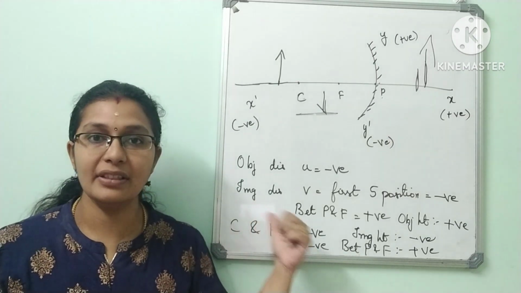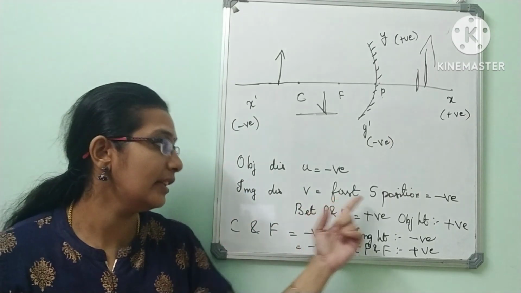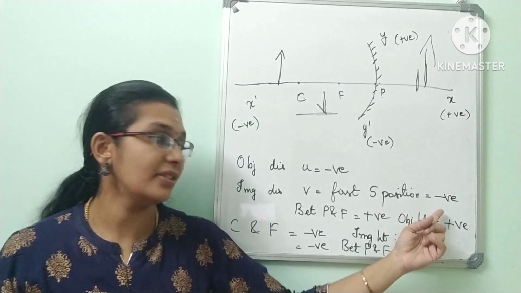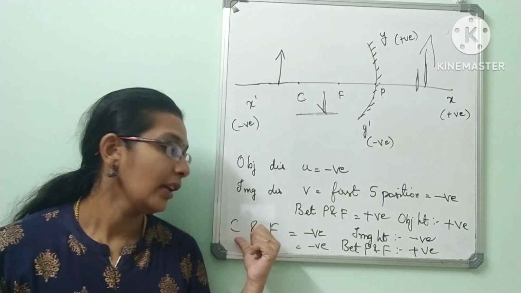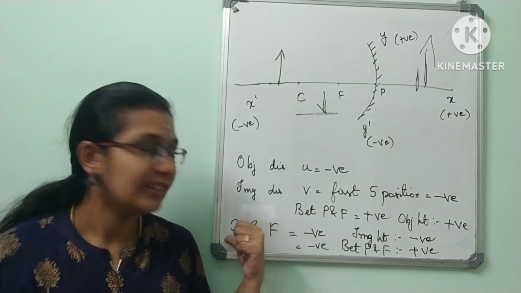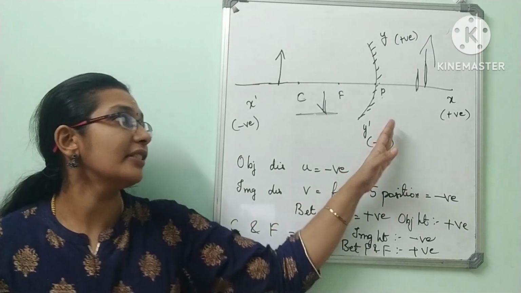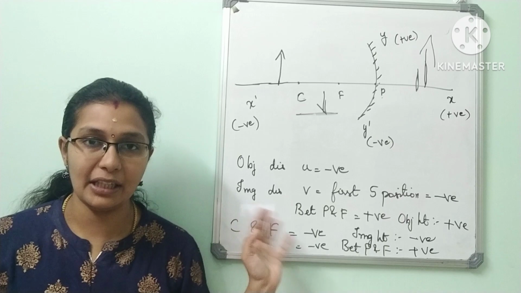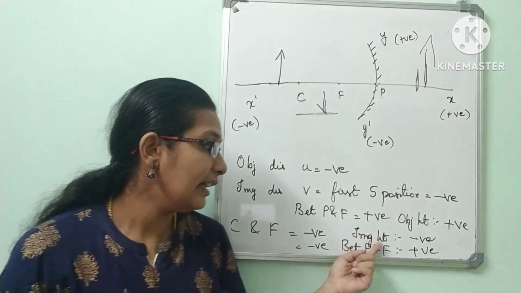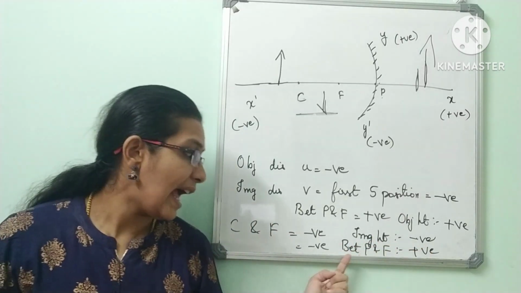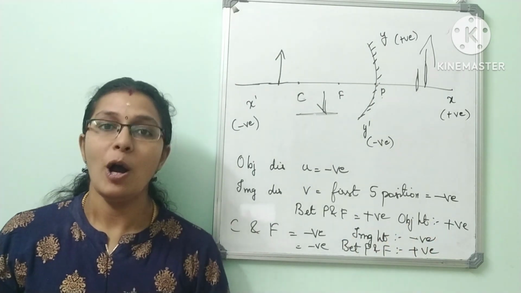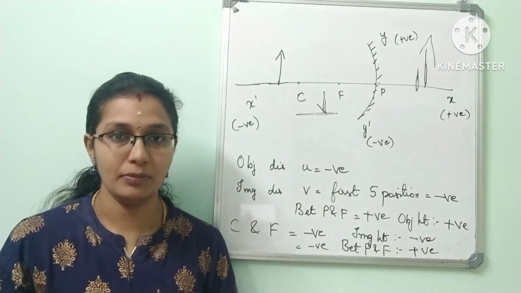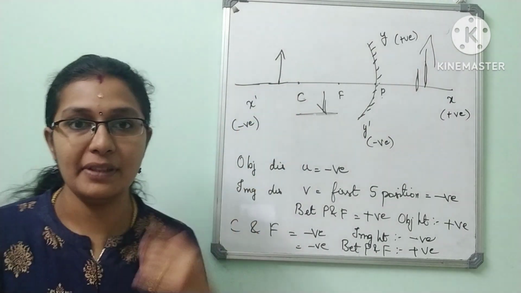Then image distance, for the first 5 positions it is negative, and between P and F alone it is positive. The center of curvature and focal length lie on the left hand side of the mirror, so they are negative. Then image height is negative, and between P and F alone it is positive. Then object height. Object height is always positive because it is kept above the principal axis.